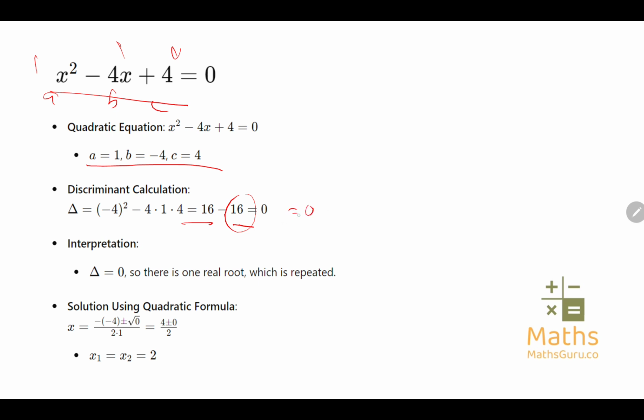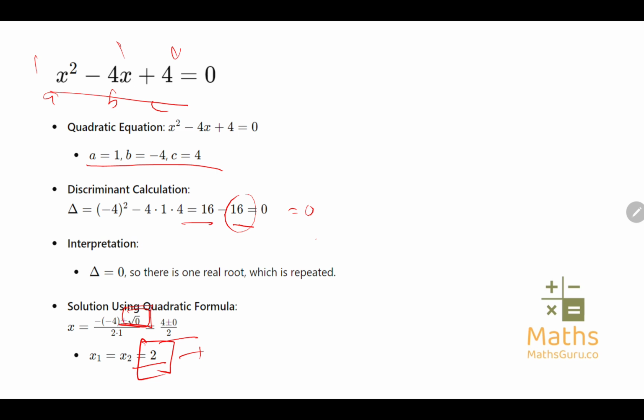This is the condition we have discussed. If the discriminant is 0, you will have only one real solution, or you can say a repeated solution. If you put it in the formula, the discriminant component becomes 0, so it is irrelevant. Now minus b, which is 4, divided by 2a, which is 2 into 1, gives 2. So x1 equals x2, and we have only one real, repeated root, which is 2.